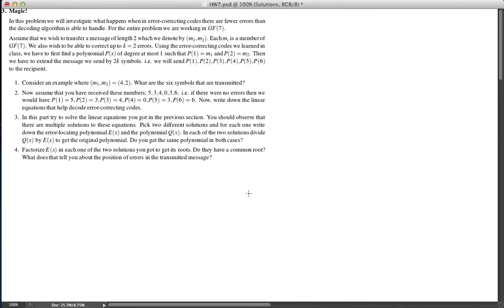In this problem, we are asked to do the error correcting that we learned in the class. So in part 1, first we have to find the polynomial that encodes the message.